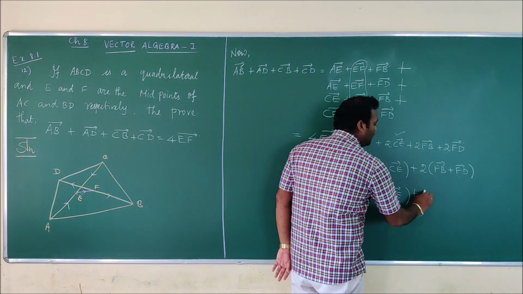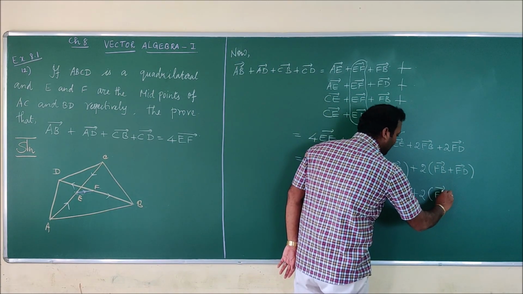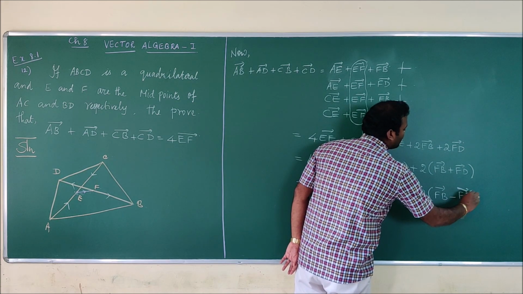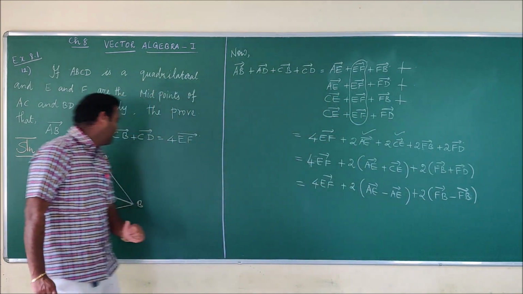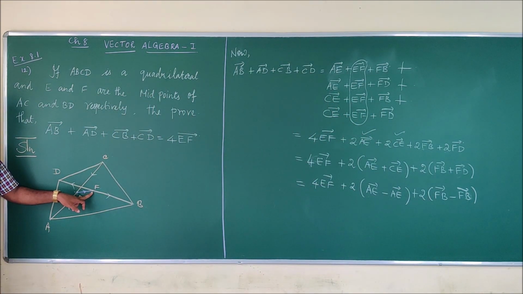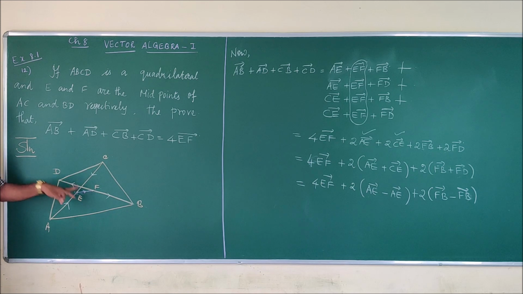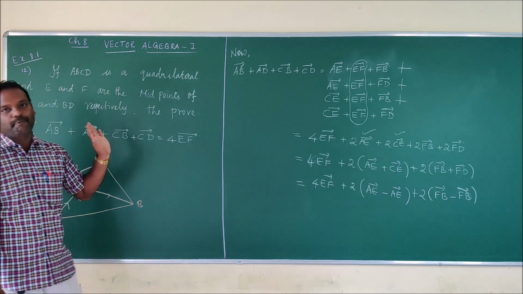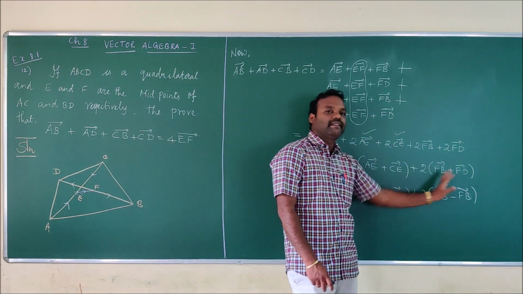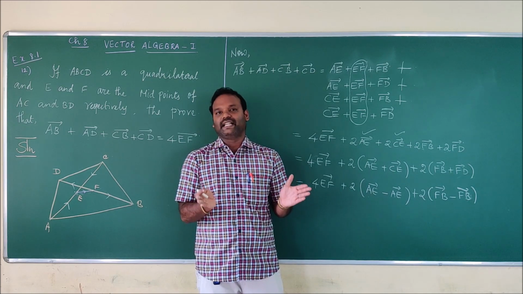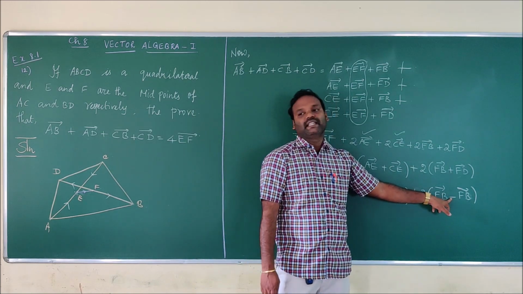In the same way, you keep FB vector as such and replace FD vector with minus FB vector. Same concept. Come back to the diagram: F is the midpoint of this. So FB vector and FD vector are equal in magnitude, but direction wise they are opposite. The simple thing is that if 2 vectors are in opposite direction, that can be indicated by a minus sign.